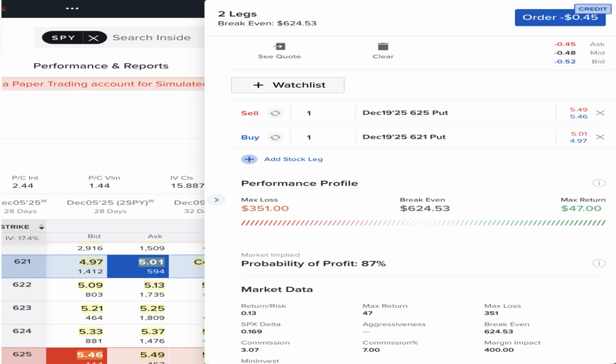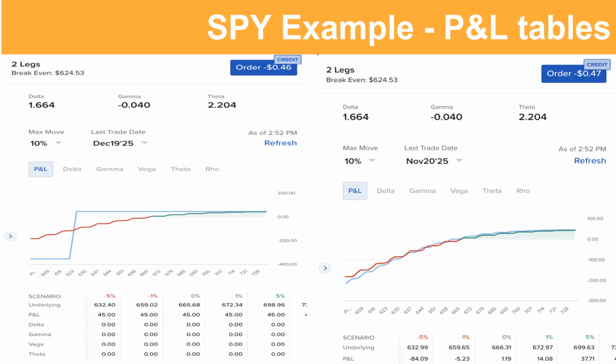Let's discuss the rest of the order window. At the bottom of the order window, you're going to see the profit and loss table. On the left-hand side of your screen, you can see it automatically defaults to expiry. And what we've done is set a max move of 10% in the underlying share price, SPY. And you can see what our profit or loss would be for different scenarios down at the bottom.